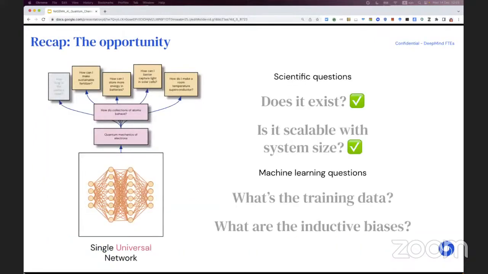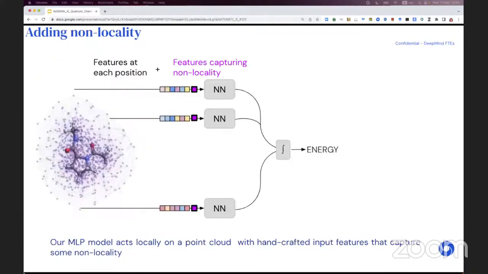Sorry, I have a question. I didn't understand. You add non-locality, but you add it in a local way, since you add it related to a position.